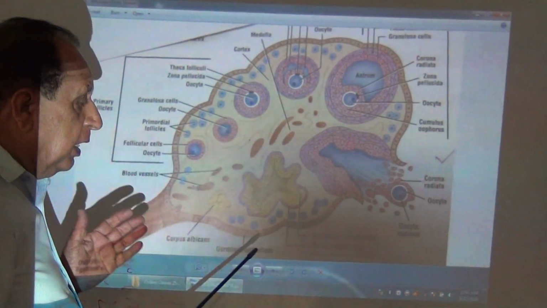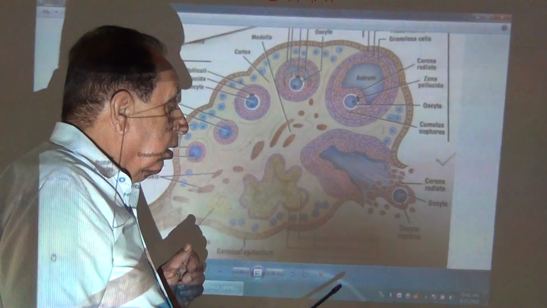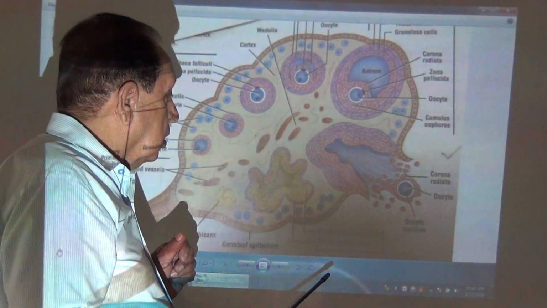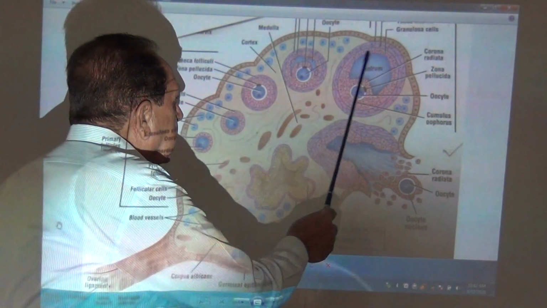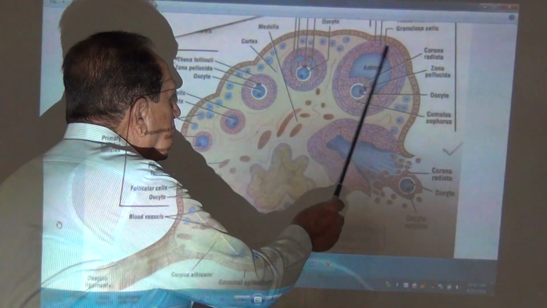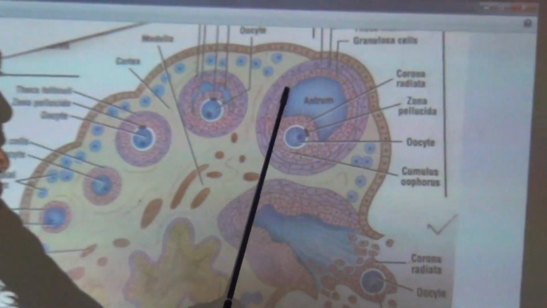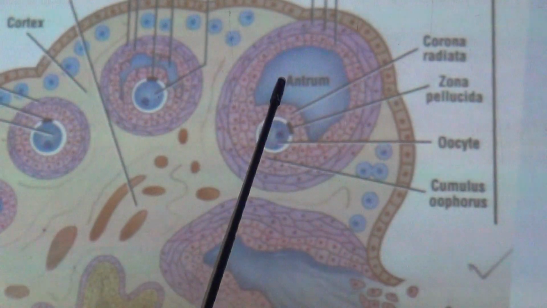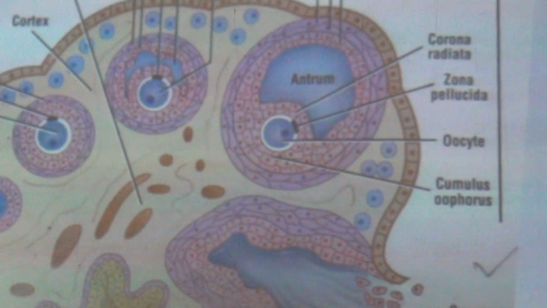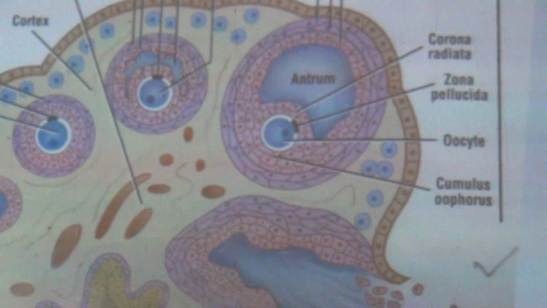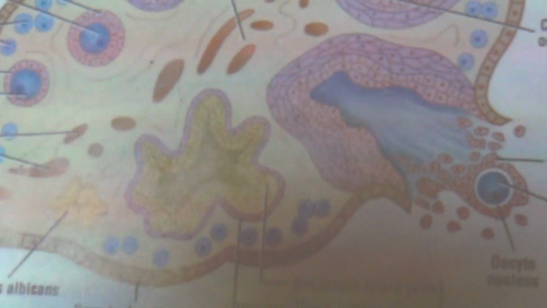Now, at the age of menopause, one thing more, this layer is called the membrana granulosa, and this layer surrounding the oocyte is called the cumulus oophorus. So we will again come to the follicles.